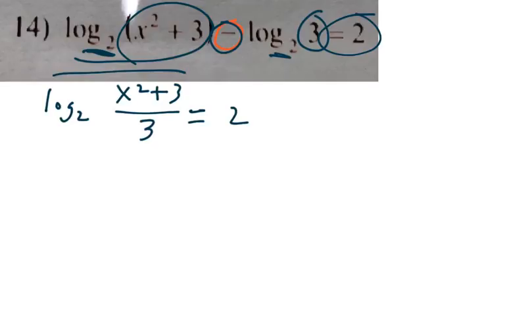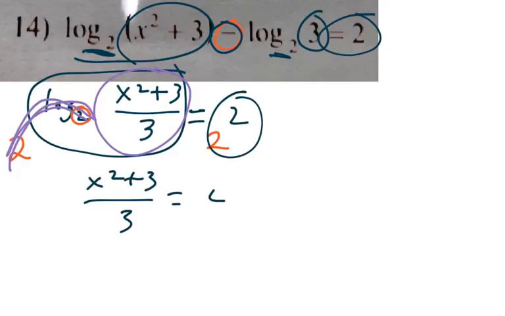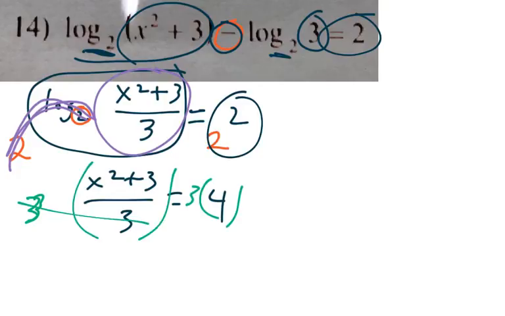Now that I have my log here together on the left side, listen very carefully, guys. This is a base 2. So I know if I do a 2 power on both sides, the 2 power gets rid of the log base 2, and I'm left with this. X squared plus 3 divided by 3 equal to that. 2 squared is 4. Again, I could just solve from here. I'm going to times both sides by 3. That cancels out the divide 3. So x squared plus 3 I know equals 12. 3 times 4 is 12.